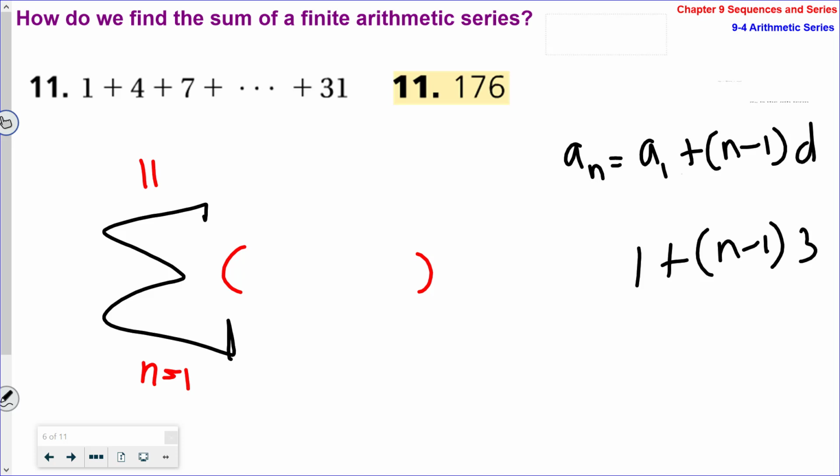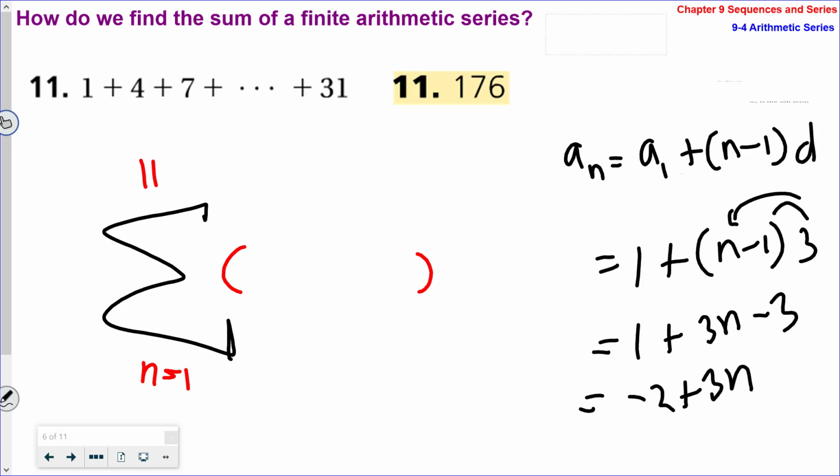We distribute the 3 to get rid of the parentheses. We have 1 plus 3n minus 3. Is everyone on the same page about what's going on here? Combine like terms. After we combine like terms, what do we have? 3n minus 2, or negative 2 plus 3n, either one. Let's just write it as negative 2 plus 3n. Does anyone have any questions about how we simplified this here?